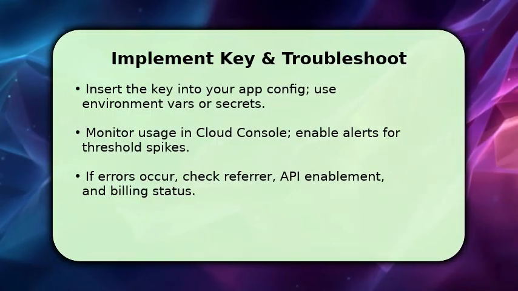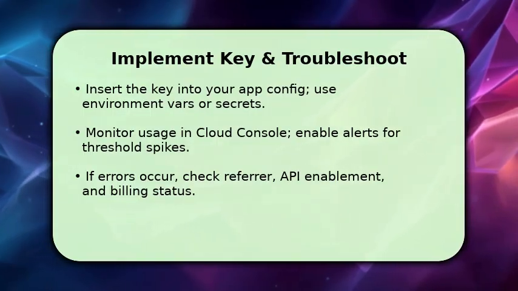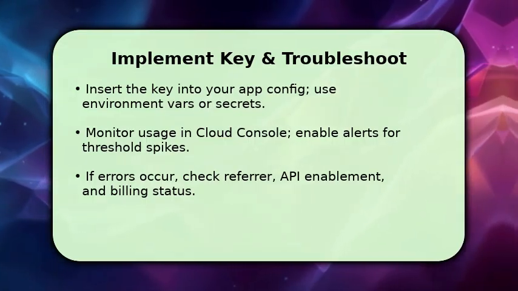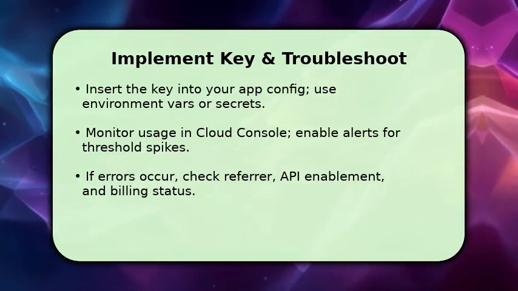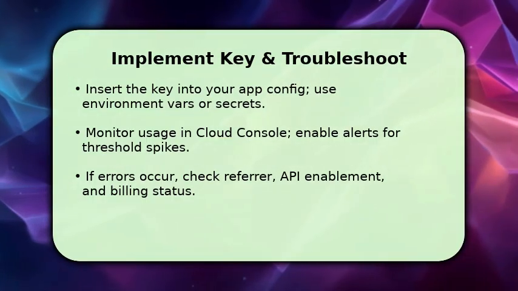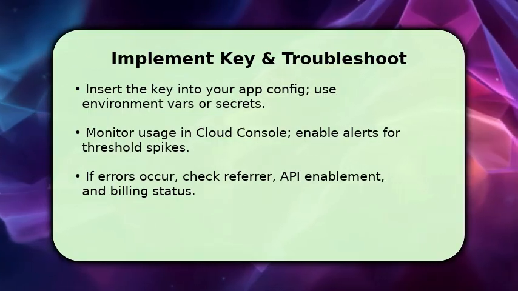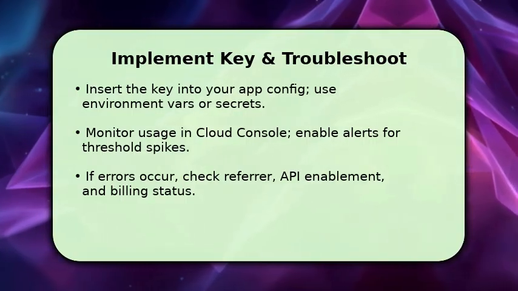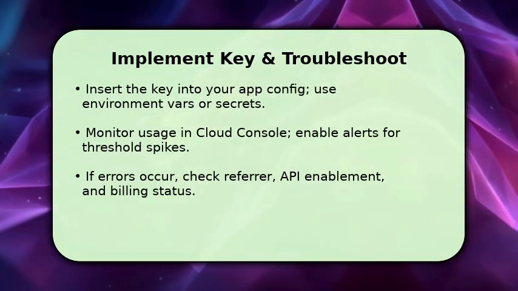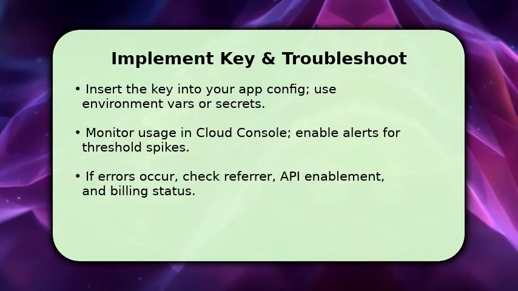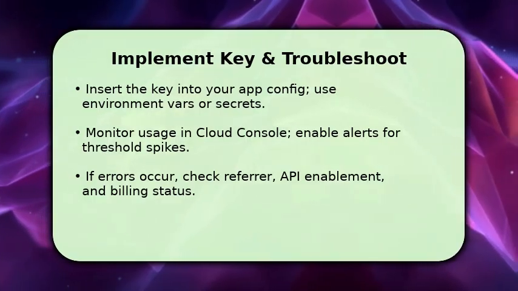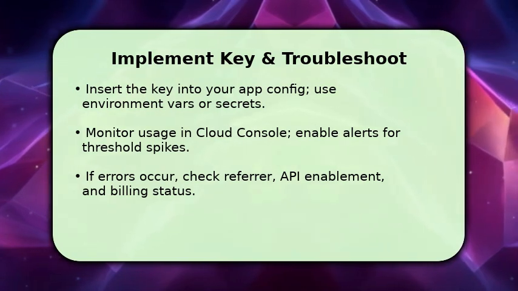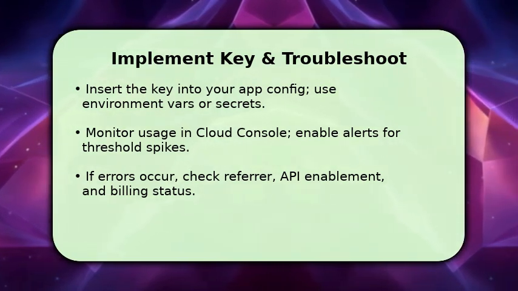Finally, implement the key into your application via environment variables or a secure secret store so it never appears in source code. Once deployed, monitor API usage and errors in the Cloud Console and set alerts for unexpected spikes to prevent surprise charges. If you see map load errors, make sure the correct API is enabled, the key's restrictions exactly match the request origin or app signature, and billing is active. One quick check that resolves most problems when Maps won't render.